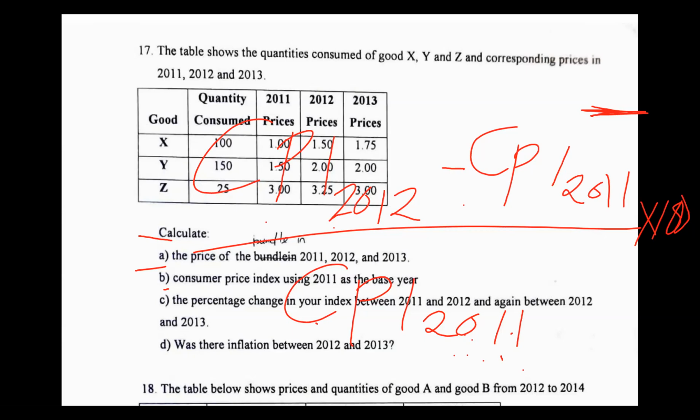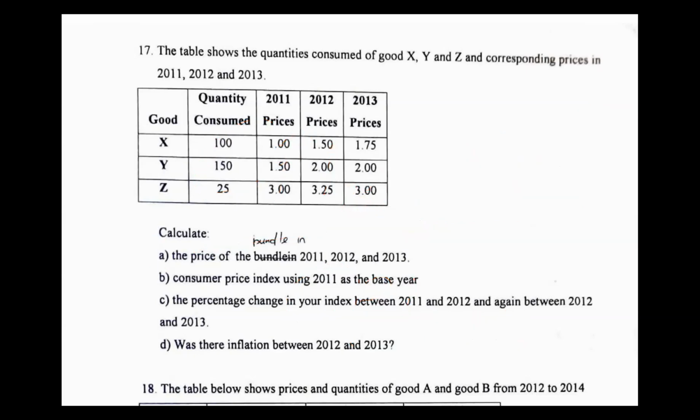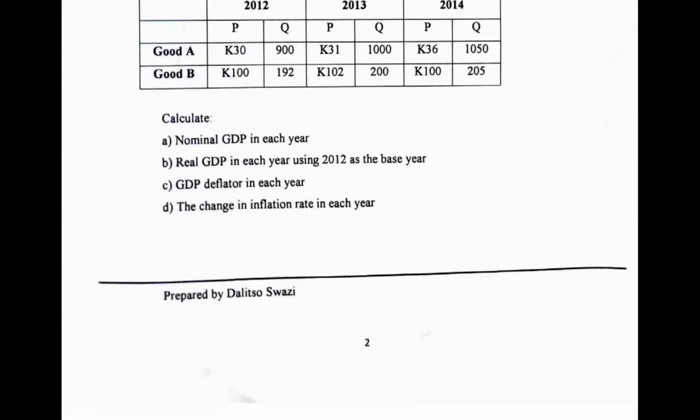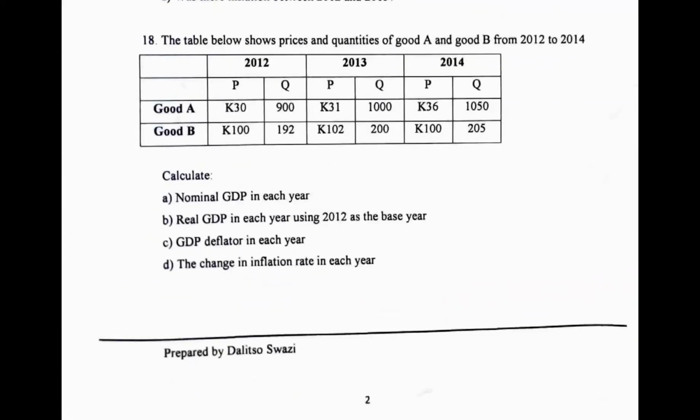I did. Okay. So that is what you basically do for all of them. And then when you come to, was there inflation between 2012 and 2013? Obviously, when you calculate the CPIs, you can see the change. The CPI should be able to tell you if the price has changed and by what percentage. Is that okay?